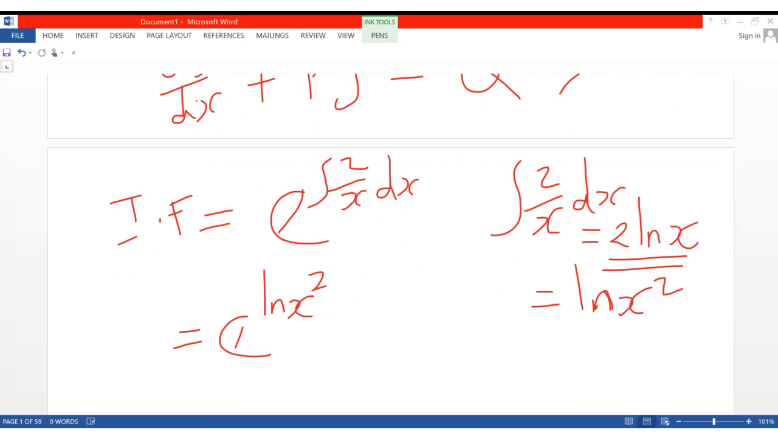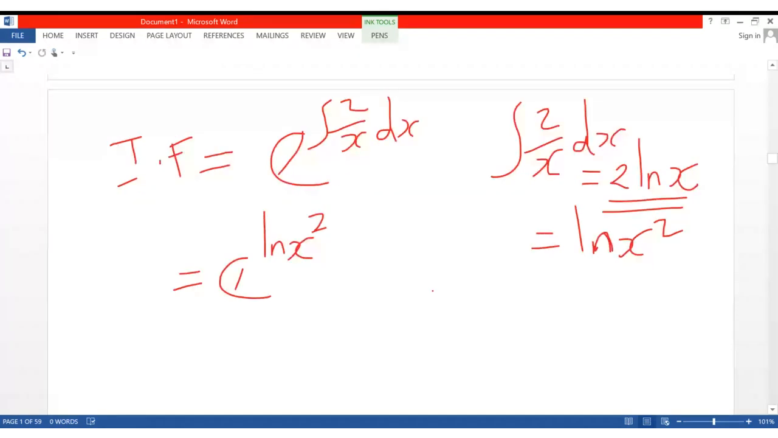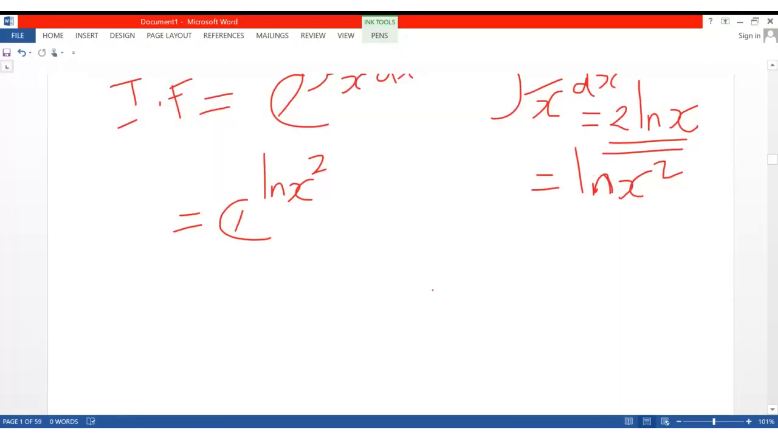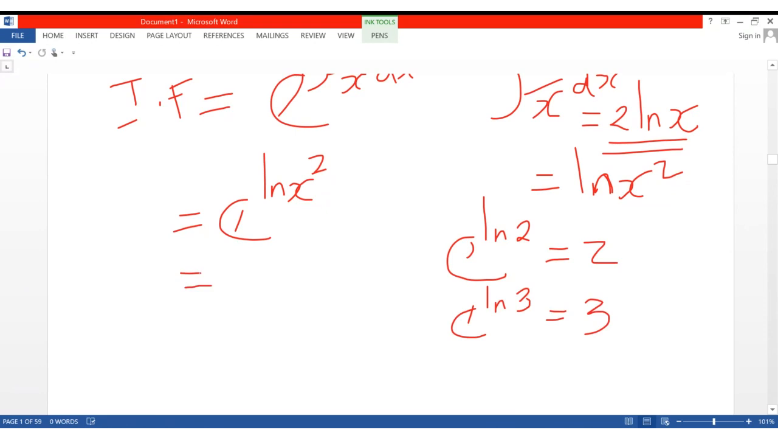So ln and exponential have a special relationship. If you use a calculator and get exponential ln 2, you get 2. Exponential ln 3 using a calculator, you get 3. So exponential ln x squared, you should get x squared. You can see the pattern. You are remaining with the value that I'm circling. It's simple as that. So you get x squared.